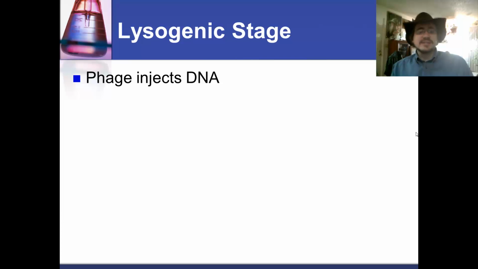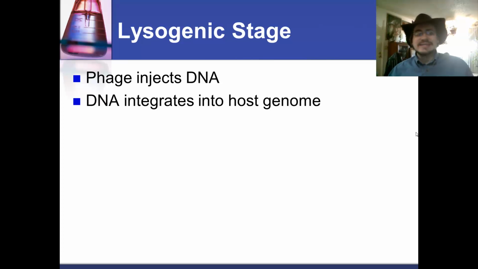The lysogenic stage is where the phage injects its DNA as normal, but instead of destroying the host's own DNA and then making viruses and blowing the host apart, it will integrate its DNA into the host's genome, similar to how HIV works. That DNA integrates into the host genome, and then the host is stuck with that DNA as part of its genome. And you know what? This is kind of neat. And when I say kind of neat, it can produce thoroughly unexpected things.